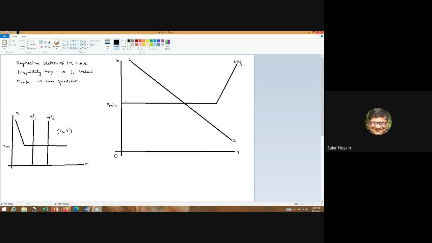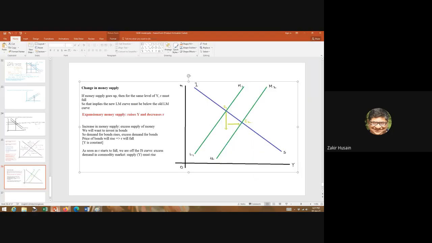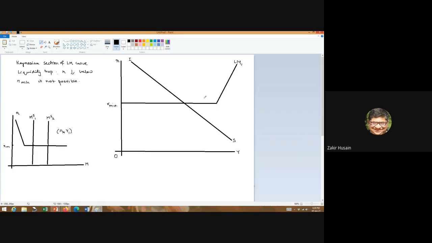And if the money supply changes, this is the original LM curve. What will happen if there's an increase in money supply? This part will not change. You have seen over here that the money supply will shift the curve rightwards. So this will be the new LM curve. But in the liquidity portion, the LM curve does not change. Here it is same.